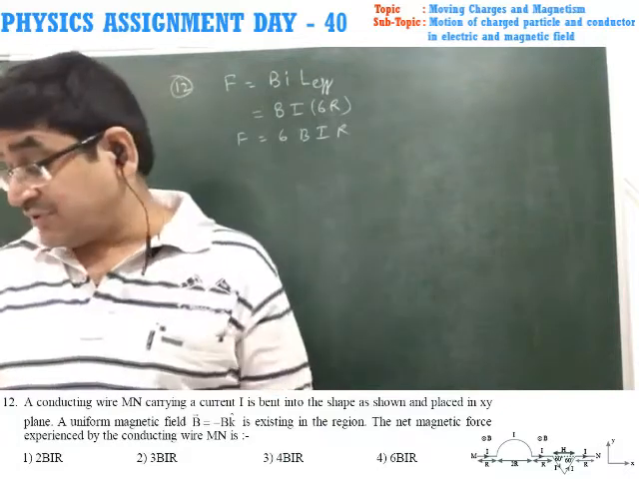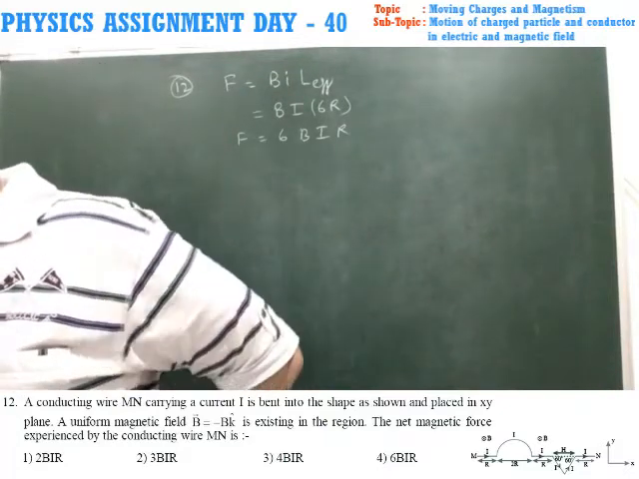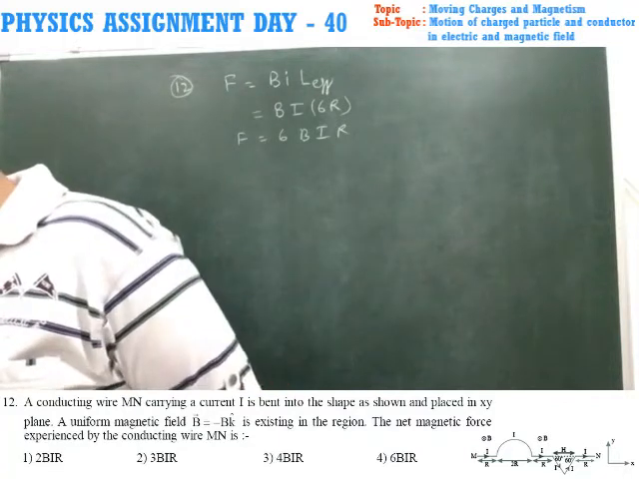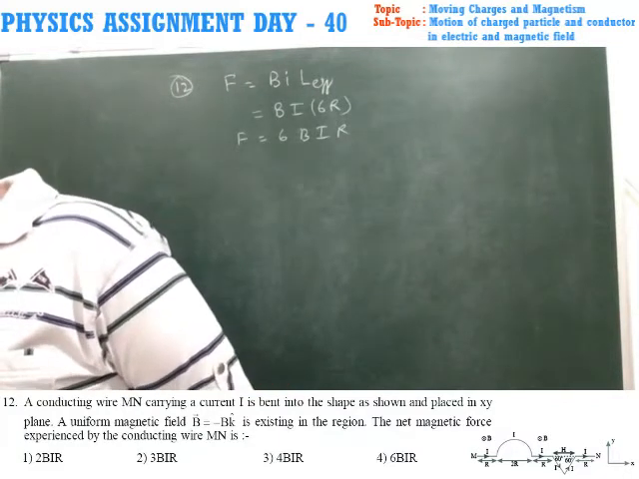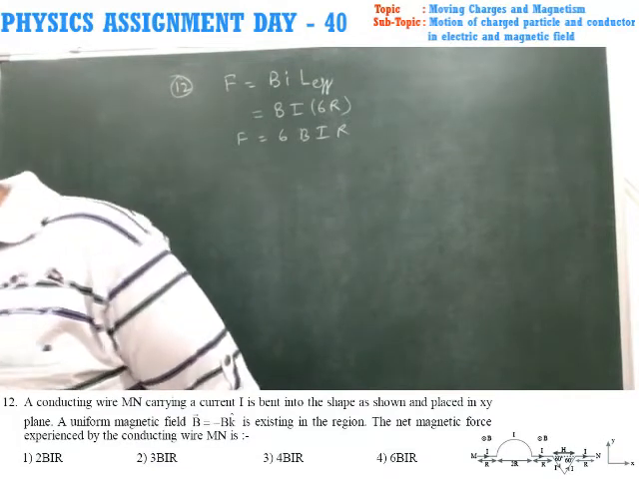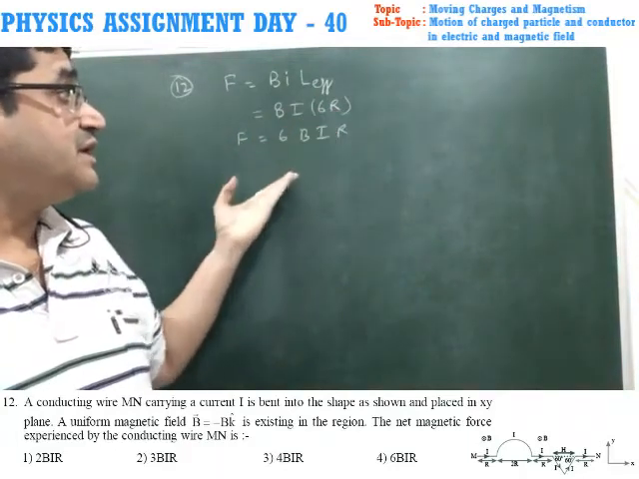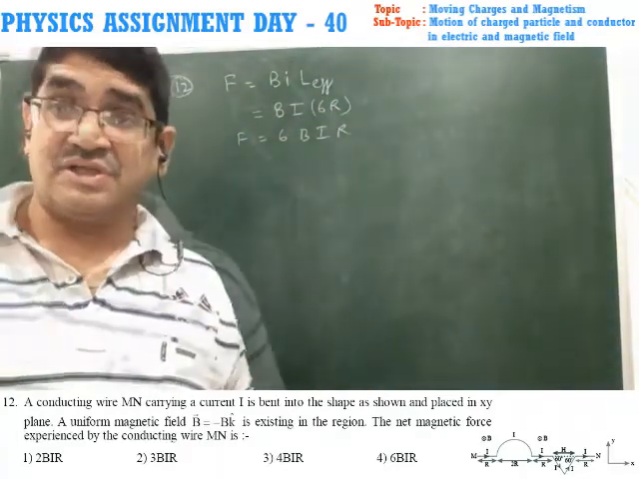So when we observe the figure, the effective length for the semicircle is 2r, then the remaining r and r make 4r, and for the triangular wire it is r again and another r. Total distance will be 6r. So the force is B I into 6r, 6BIr. So that's the answer.